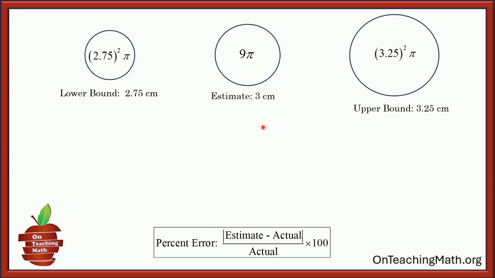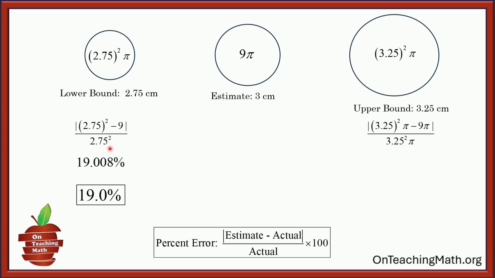So let's go ahead and plug those in right here, right? So we've got, actually, this is the actual minus the estimate divided by the actual, right? And when we simplify that, we get 19.008%. So rounded to 3 significant figures, that's 19.0%. So that's from the lower bound. Now on our upper bound, when we do that, we find that we have a 14.8% percentage of error.